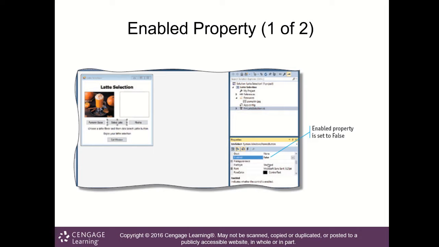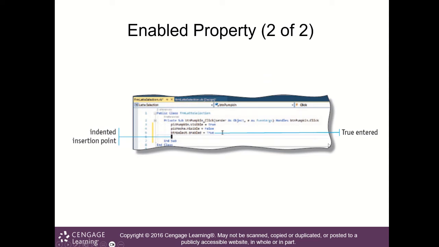So here, the enabled property. What you do here is enable the property for this button, select latte button, which is set to false. Now, as I was saying, you need to open the code, you need to do some coding, right? I mean, this is an application development class. So without coding, it doesn't make sense to be in the class.